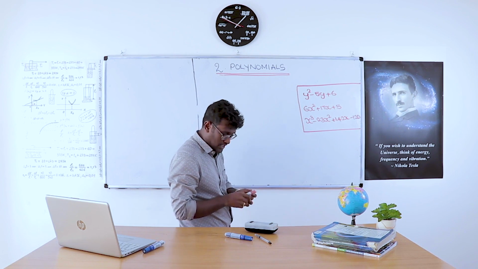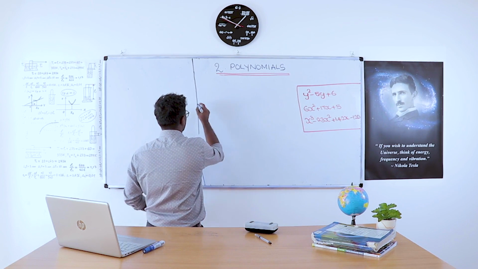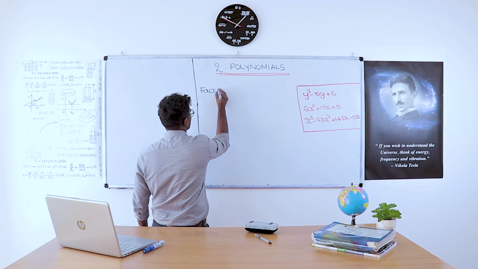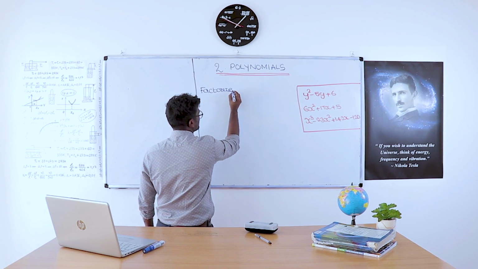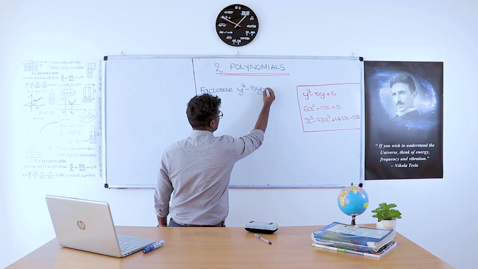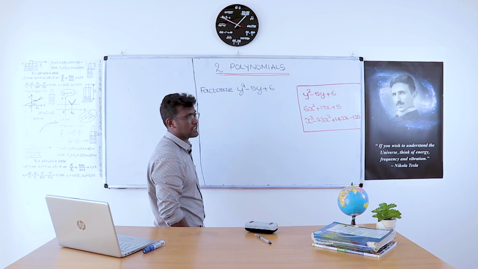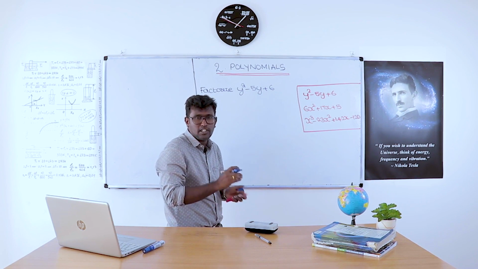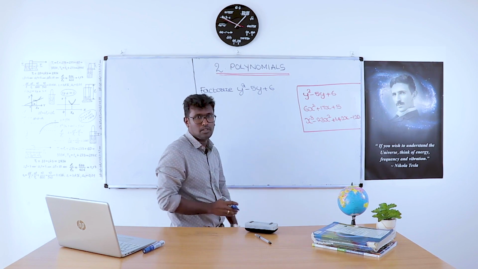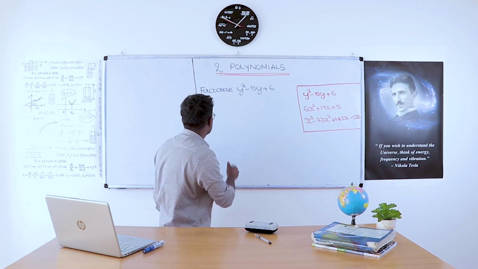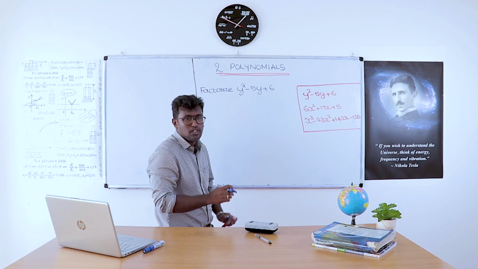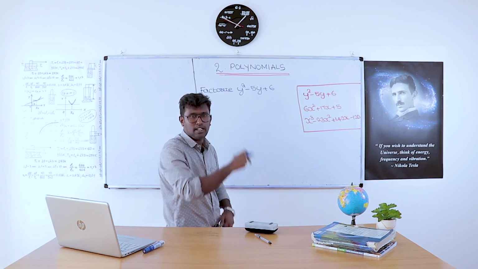The first problem is that we want to factorize y square minus 5y plus 6. How will you factorize this? There are two methods to factorize. One, we can use the factor theorem, and the other, we can use middle term splitting. First I use middle term splitting. So we want to split the middle term, and there are some conditions regarding that.